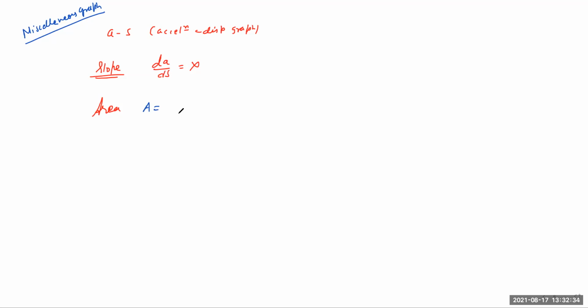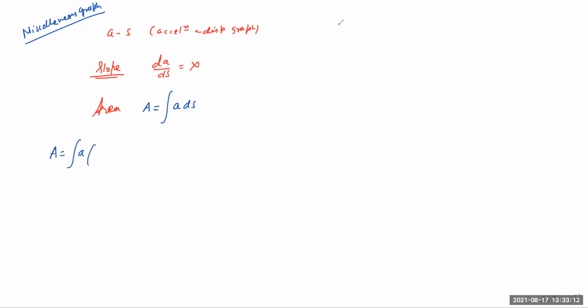I'm saying that area is y dx, slope is dy by dx, and this should be in your brain all the time. If you're struggling to answer, it means you're not learning the basics. What is area of any graph? Sir, integration of y dx. So if I convert y dx into these new variables, what should I write here? a ds. Exactly. Now you should not confuse this every time, because that means you're not learning the fundamentals.